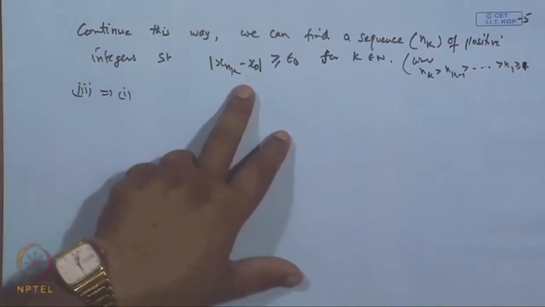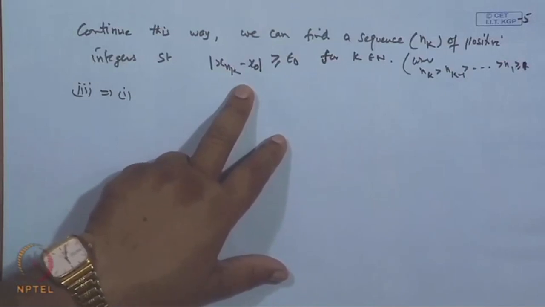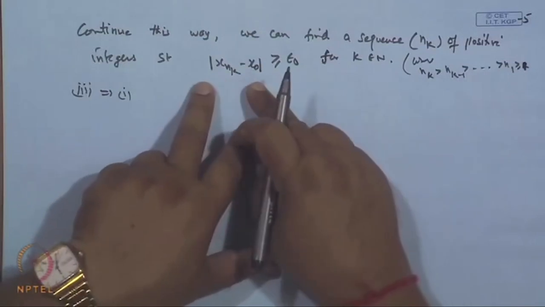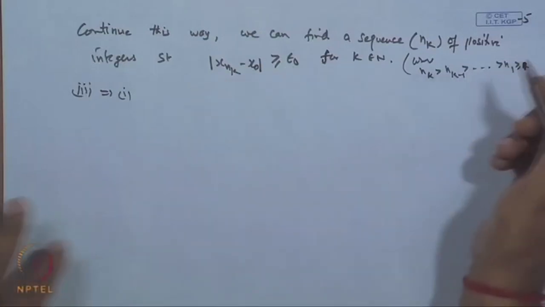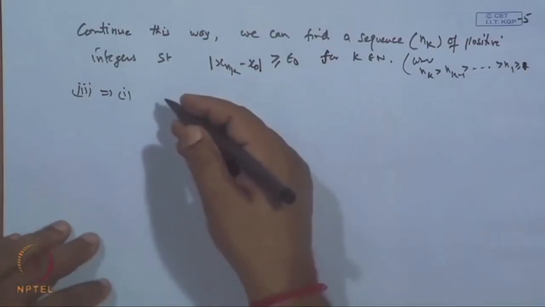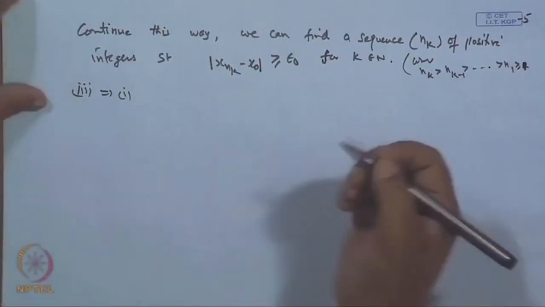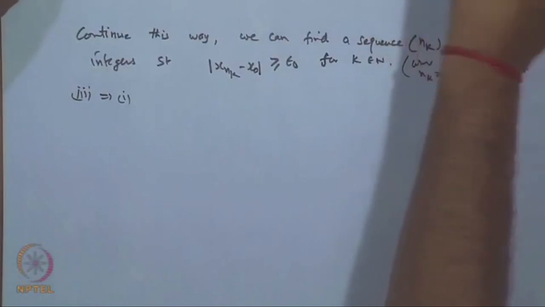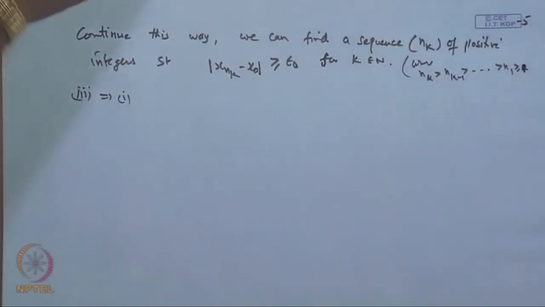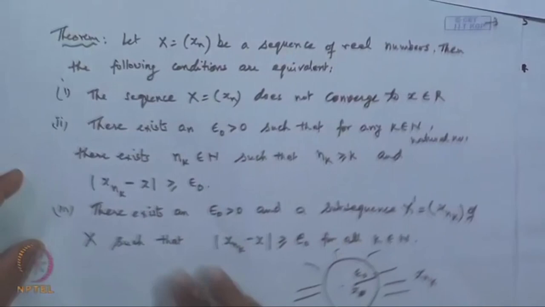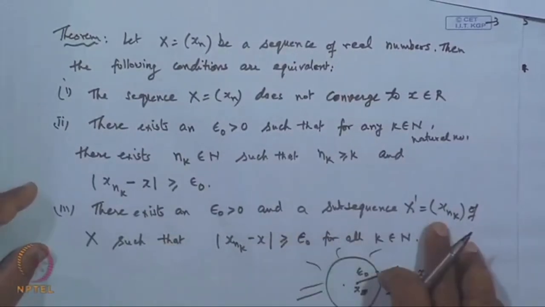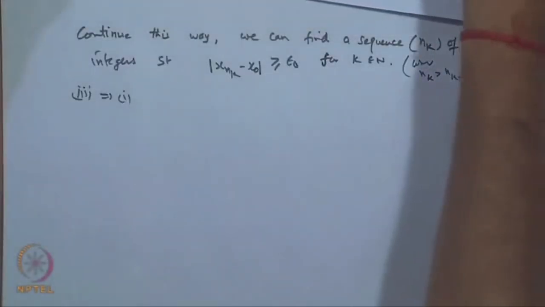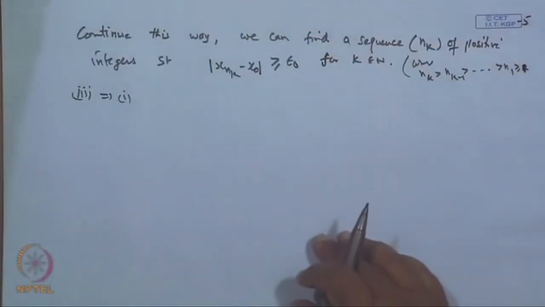Given this condition holds, that is, there exists an epsilon naught and a subsequence x dash n. This was the third condition: there exists an epsilon naught and a subsequence x dash n such that this condition holds. So, here this is given. We want to show that x n does not converge.